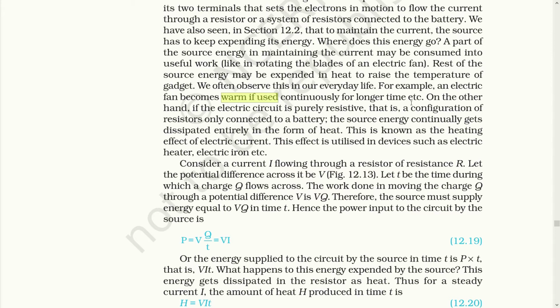On the other hand, if the electric circuit is purely resistive, that is a configuration of resistors only connected to a battery, the source energy continually gets dissipated entirely in the form of heat. This is known as the heating effect of electric current. This effect is utilized in devices such as electric heater, iron, etc. So we have specially developed some appliances to generate heat, and those appliances have a configuration of resistors which only produces resistance to produce heat.